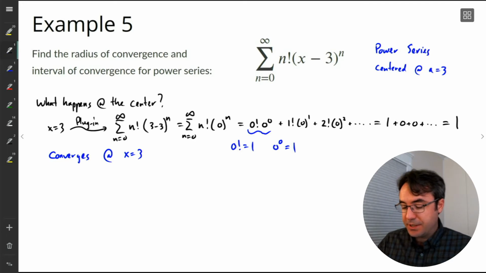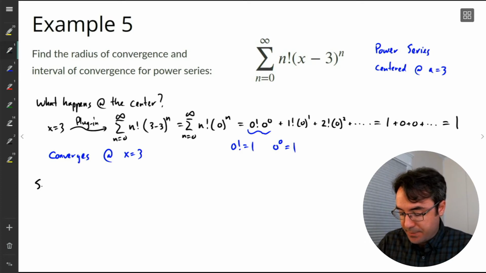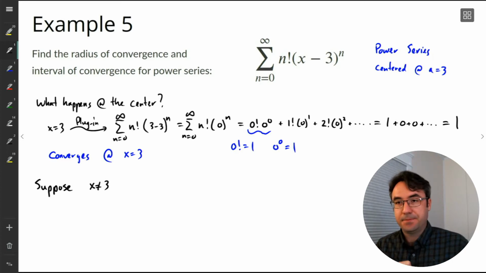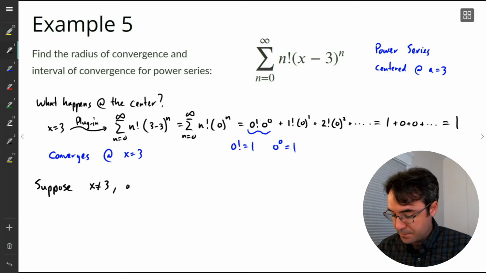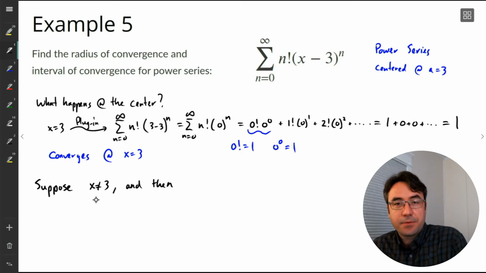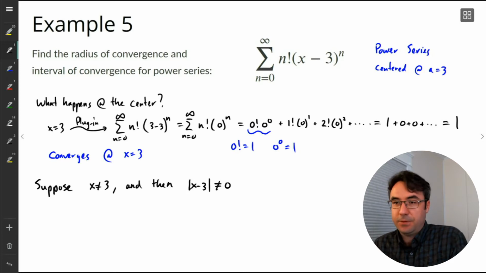All right, so the question is, what happens when x does not equal 3? That's the second part of this. We're going to suppose x does not equal 3. And when we suppose that, if x does not equal 3, then the absolute value of x minus 3 does not equal 0. We'll see why that's important in a little bit.